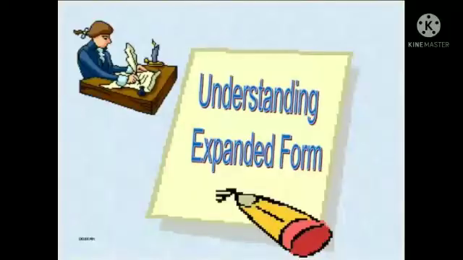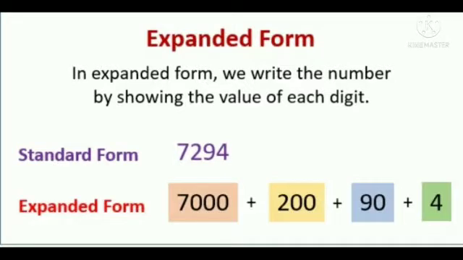Clear? Now the next topic we have to study in this chapter is how to write down the expanded form of a number. Now see, what is the expanded form? Expanded form means when we write the place values of the digits as an addition, we get the expanded form of the number. Clear, students? Means what we are doing in expanded form, we are showing the place value of the digit.